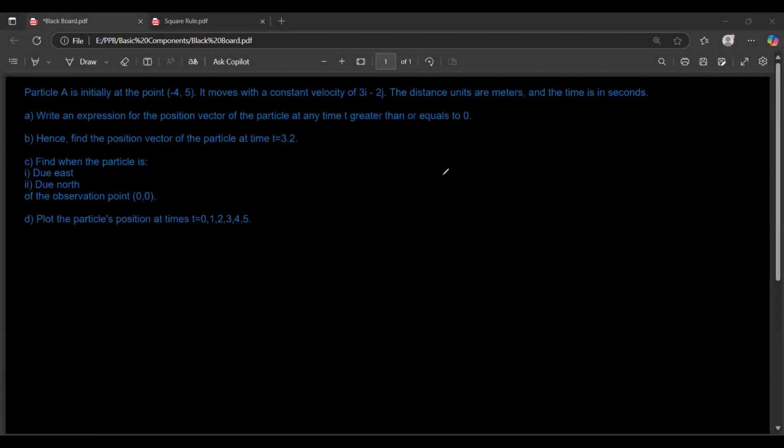Let's do some questions in kinematics by applying vector equations for the motion of particles, so that we have a clear understanding before we move to other questions. So here, particle A is initially at the point (-4, 5).